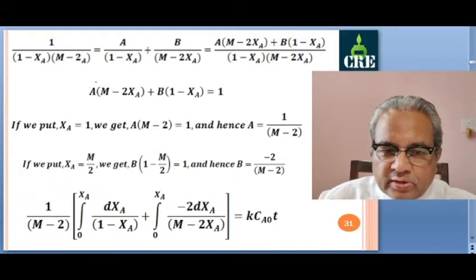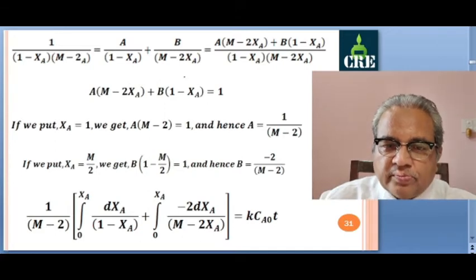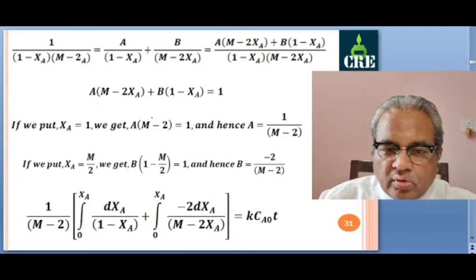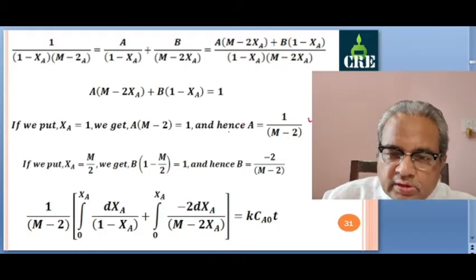Now to evaluate these constants A and B, we have to solve further. If I substitute XA equal to 1, then 1 minus 1 becomes 0, so A into (m minus 2), with XA equal to 1, is equal to 1. So we can write A as 1 upon m minus 2. So this value of the constant is evaluated.